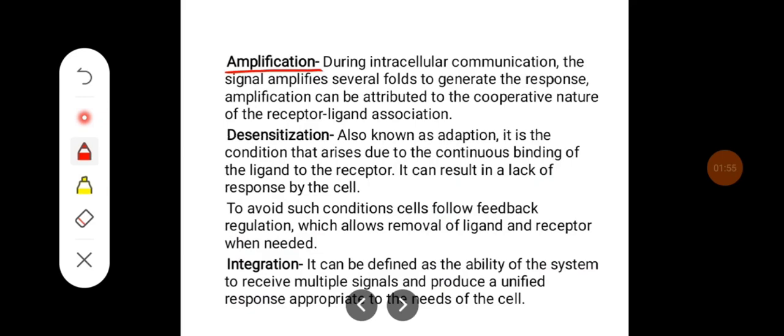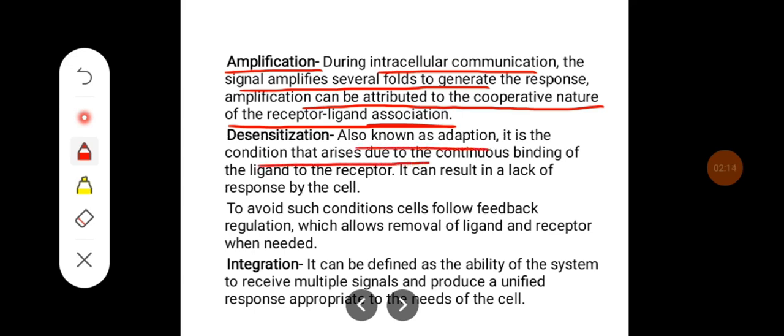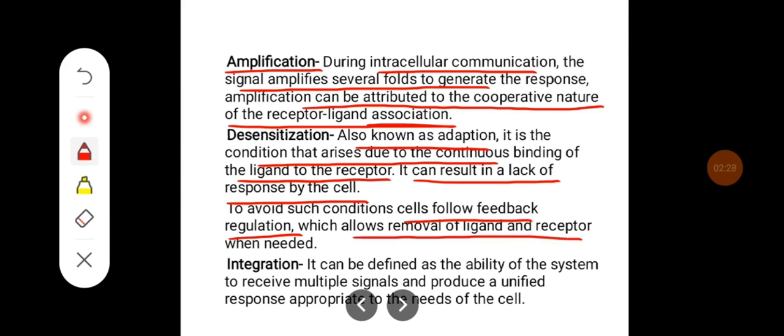Another characteristic is amplification. During intercellular communication, the signal amplifies several folds to generate the response. Amplification can be attributed to the cooperative nature of the receptor-ligand association. There can be a desensitization, also known as adaptation. It is the condition that arises due to the continuous binding of the ligand to the receptor. It can result in lack of response by the cell. And to avoid such a condition, cells follow feedback regulation, which allows the removal of ligand and receptor when needed.